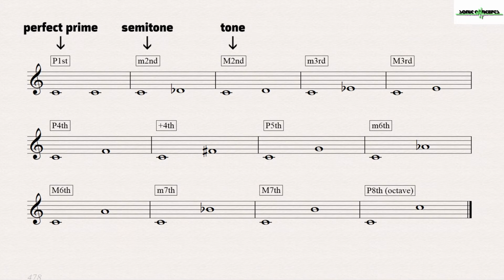A very rare academic term is a ditone, which is two whole tones or whole steps stacked on top of one another, which is synonymous with a major third. For example, C to D is a whole step, and D to E is a whole step.